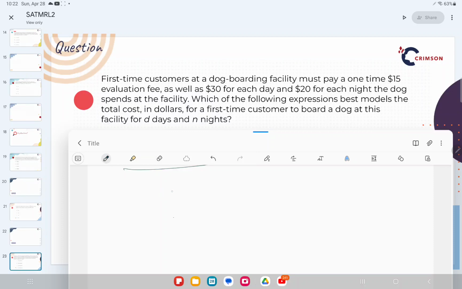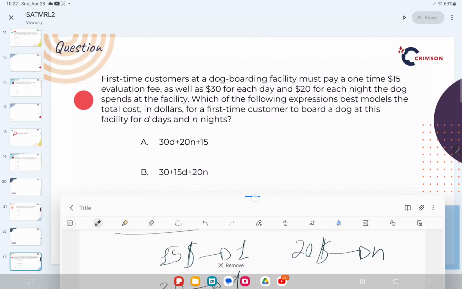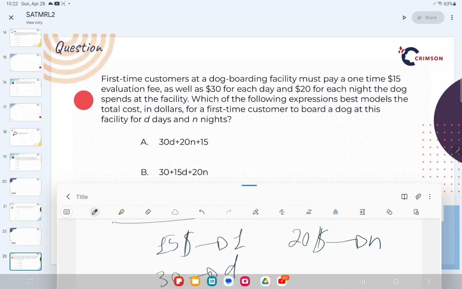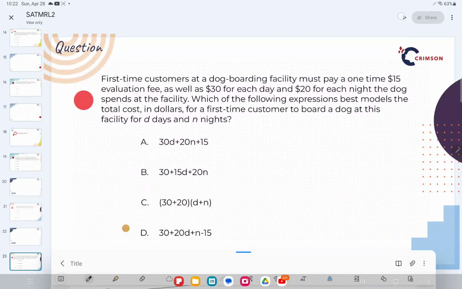So you have a one-time fee, $15 once, and $30 each day, and $20 each night. So how does this look over here? Let me just do it again here. $15, $30, $20. Now this is one time, this is for a day, this is for a night. Now 15, 30 days, 20 nights.